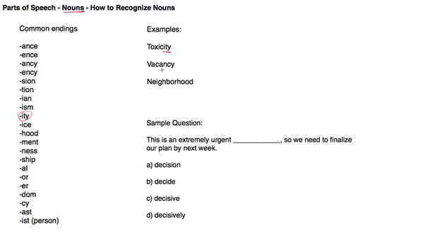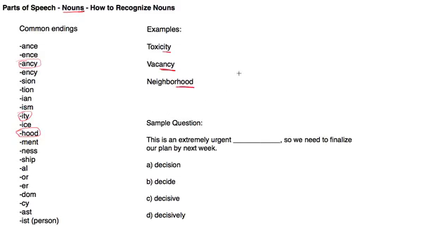A second example, vacancy. Again, if we look at the end of the word, we have ancy. Here we have our noun ending list, ancy. So again, we can say, yeah, vacancy is a noun. Another example, neighborhood, the ending hood. Again, here it is on our list. So we can say, oh yeah, I think neighborhood is probably a noun.